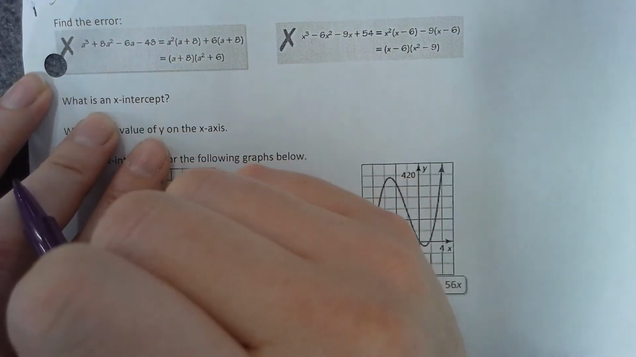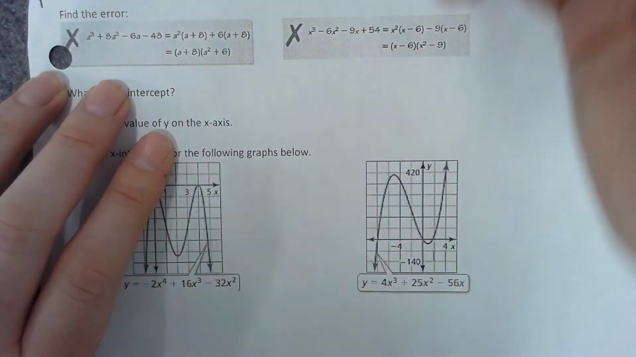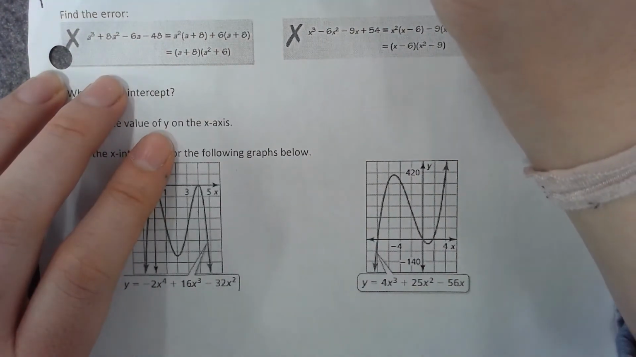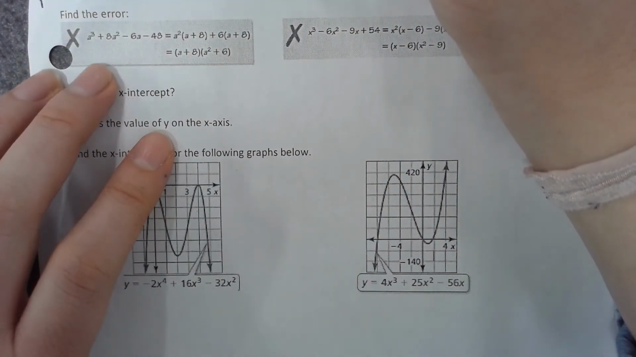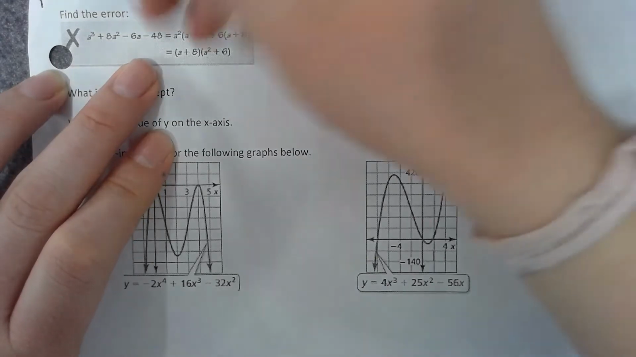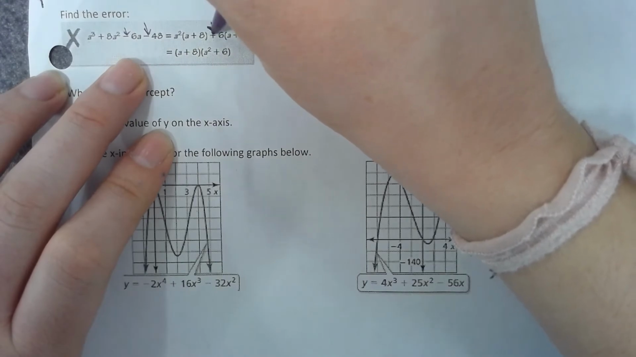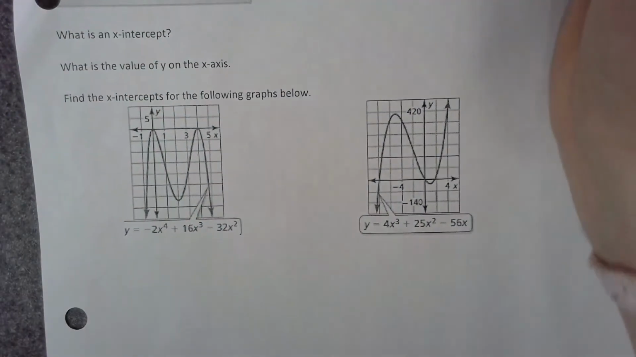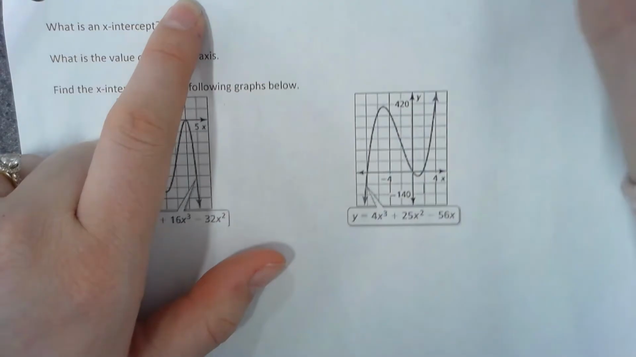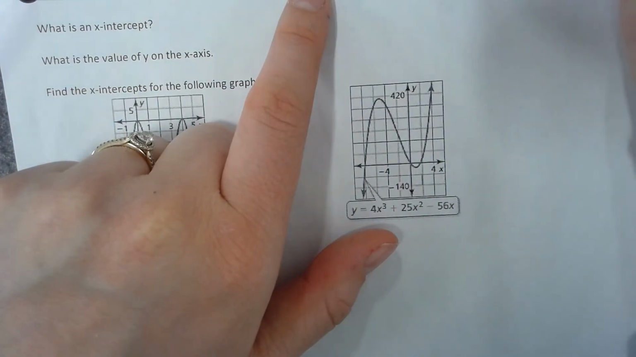Okay, so the error in this, I have to find it as well. There's a negative and a negative right here, but they didn't factor that negative out. So that's what they're missing right there. So it should be a squared minus 6. Okay, and then find the error in these.